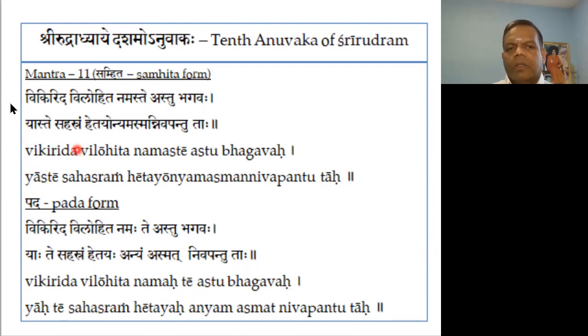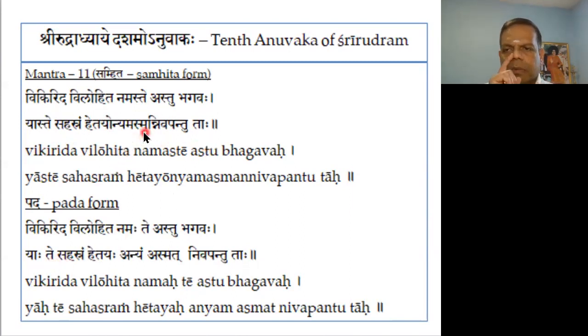Let's look at the pronunciation: Vikirita Vilohita Namaste Astu Bhagavaha. The Bha is aspirated, the fourth letter in the Pa Varga. Yaste Sahasram Hetayonyamasman Nivapantu Ta. There are no other aspirated letters in this mantra.